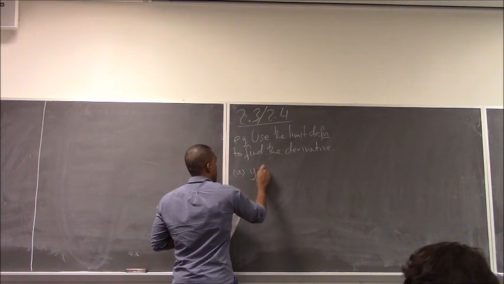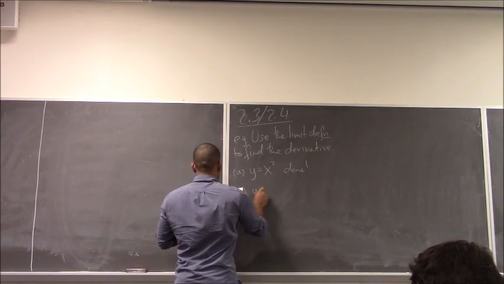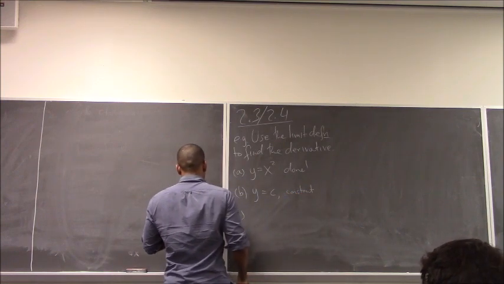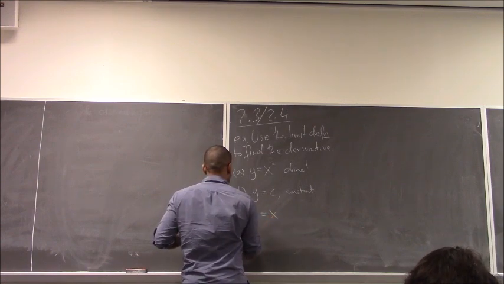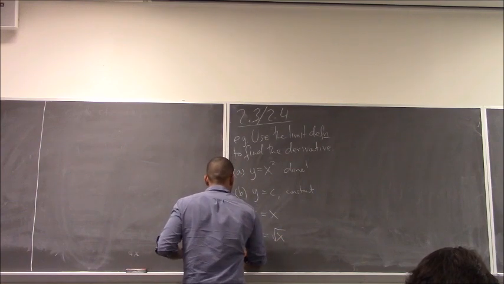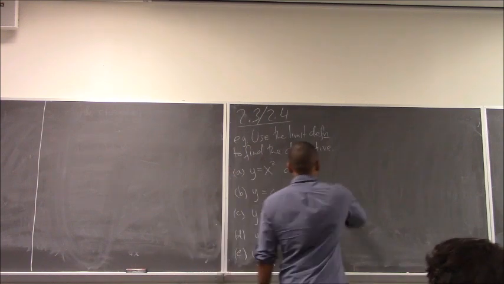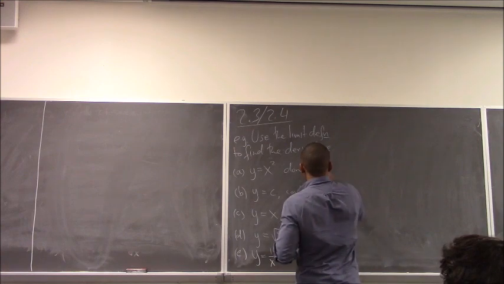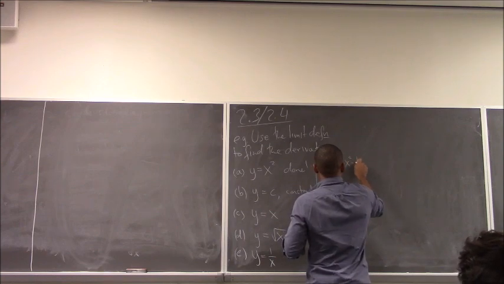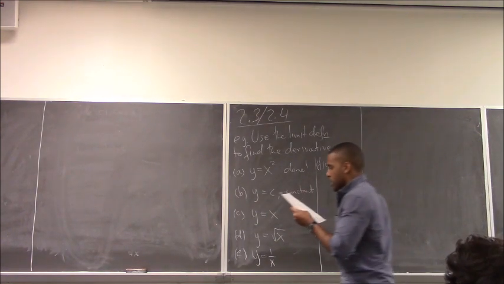I believe x squared we already did, so this one's done. But let's actually do some more. y equals c, where c is a constant. Let's do y equals x, y equals the square root of x. Let's do y equals 1 over x. Let's do y equals 2 minus x squared minus 1 over x, which is a little bit more complicated than what was on the quiz just now, but let's actually do that. Let's do those examples.